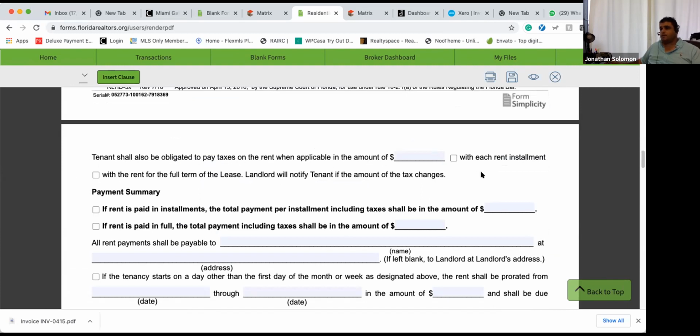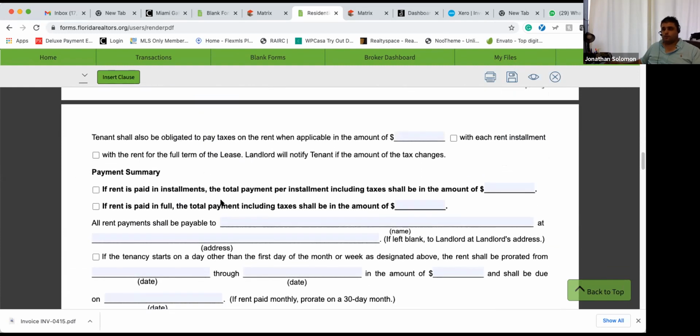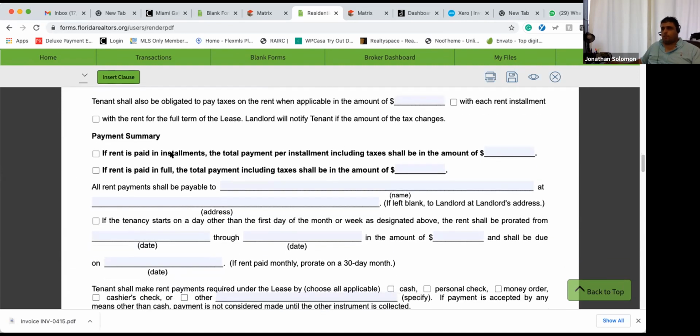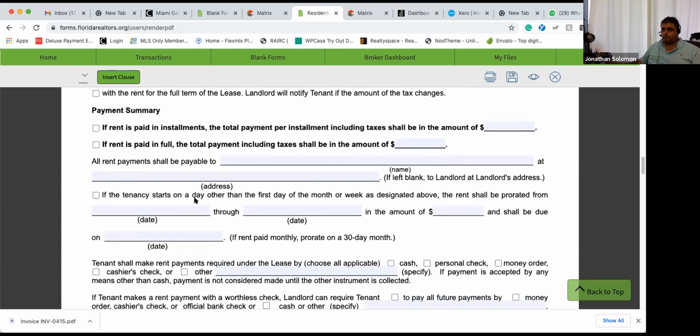Are there any taxes? Right here, we should disclose it again. If it's over 6 months, there are usually no taxes. If rent is paid in installments, the total payment installment, which includes taxes, shall be the amount. So if there are any taxes, what would be the amount? And in full, the same thing. Who is the payment of the rent going to, and what would be the address?